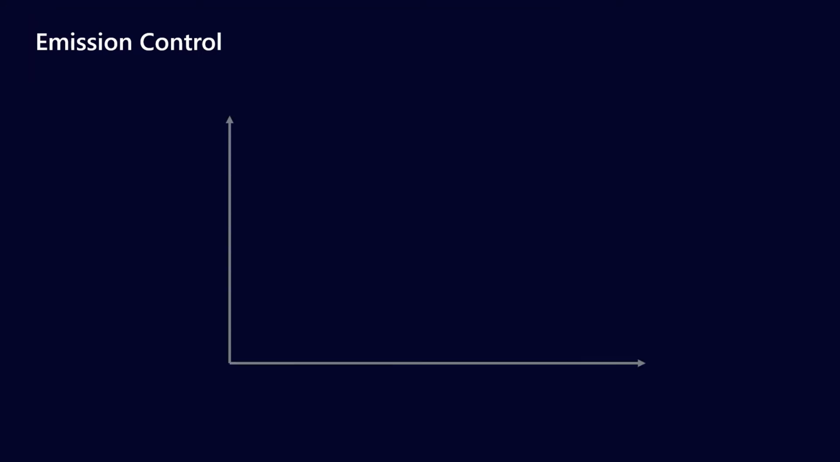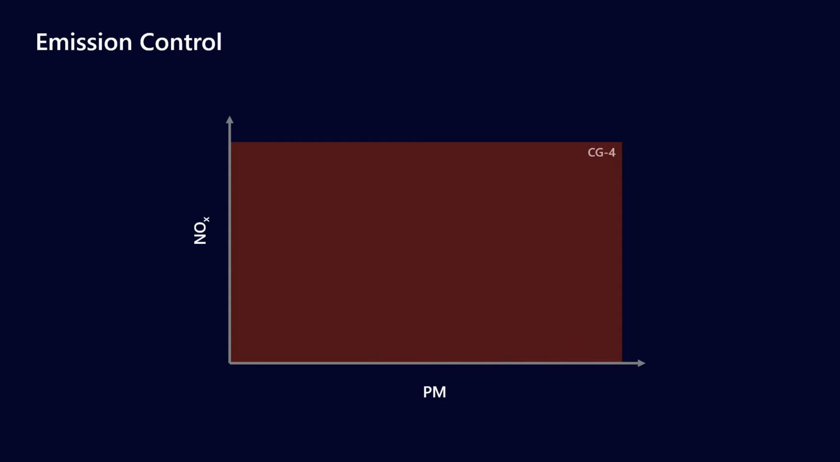So if I had two axes and I was able to say that one of them is NOx and the other one is particulate matter, what we've effectively done is gone from the old CG4 specs and steadily reduced the amount of acceptable NOx and particulate matter with each generation of engine oil. And here I'm specifically talking to the API C-class diesel engine oil specs. We have, of course, moved on to CK4, but I'll talk about that a little bit later.